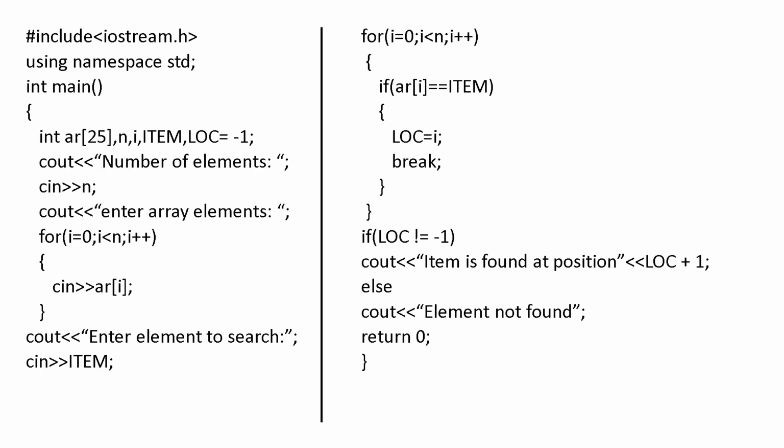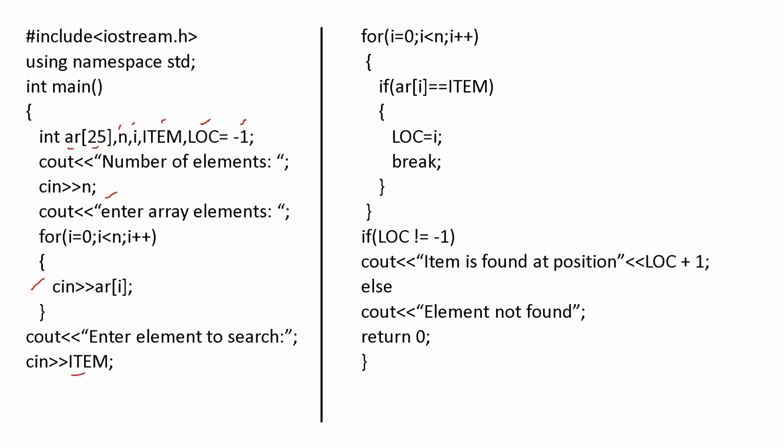Here is the program for linear search. AR is the name of the array and 25 is the size, N is the number of elements, I is the for loop item. Item is the element which we are searching for. LOC is the location, and that is initialized with -1. You have to get the number of elements, and then you have to enter the elements using the for loop, cin >> AR[I], and then you have to get the item which you are searching for.